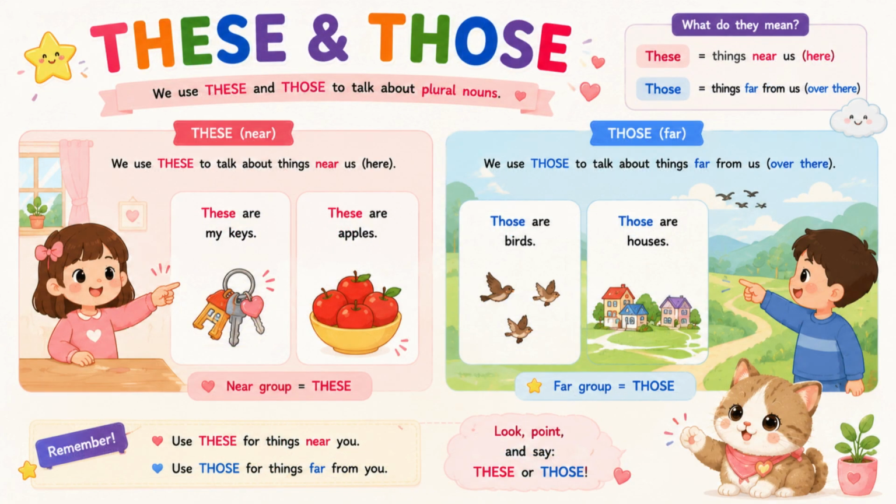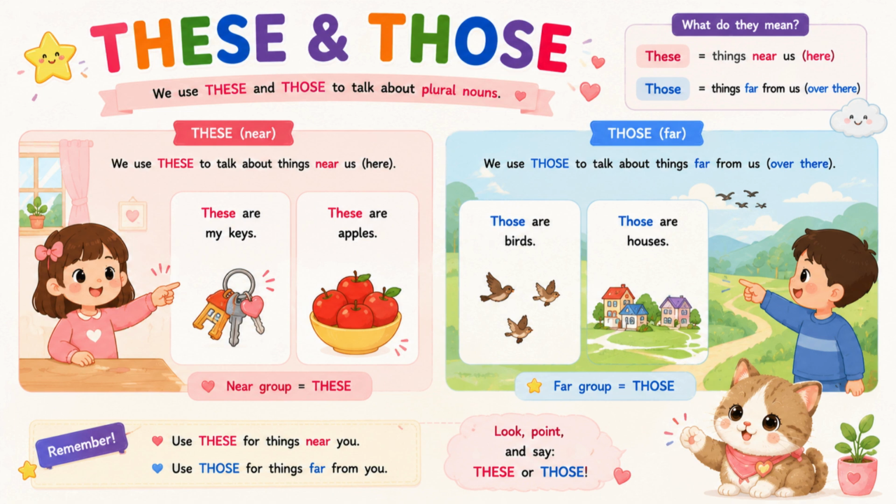Next, these and those. Now let's learn about these and those. We use these and those to talk about plural nouns. Let's look at these first. We use these to talk about things near us. For examples, these are my keys, these are apples.